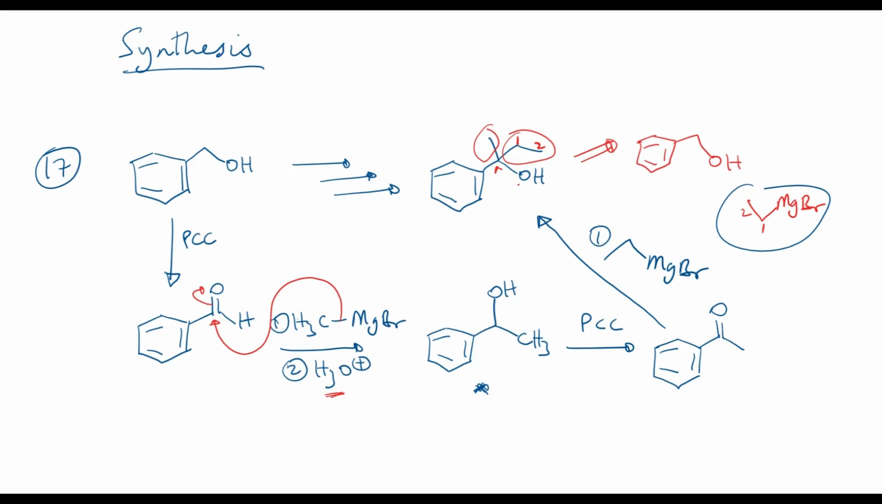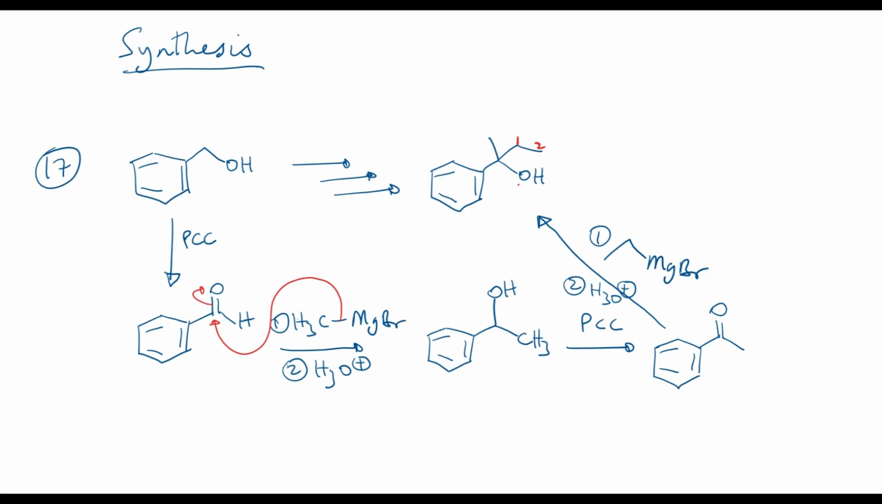Always do an acid workup step whenever we do a reaction with Grignard. And this will be the synthesis that shows how we can convert the primary alcohol into this tertiary alcohol. Next question.